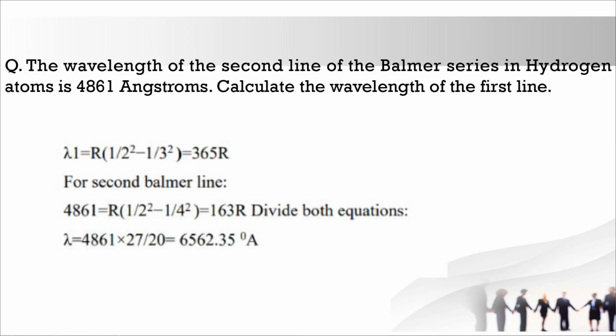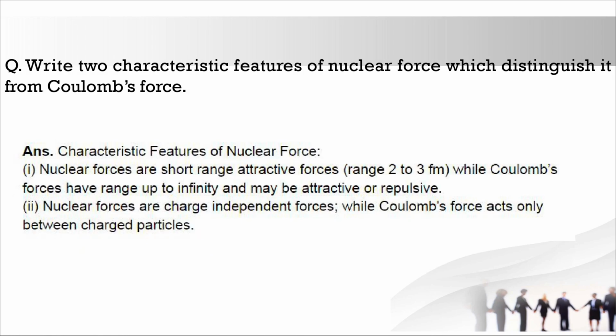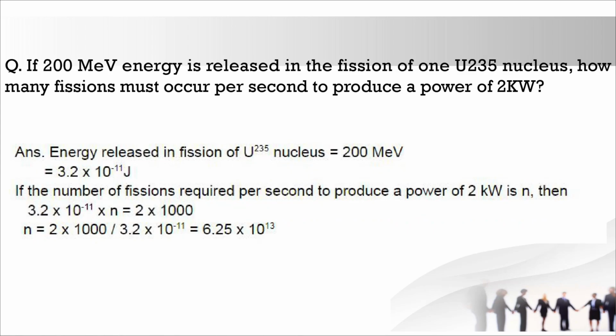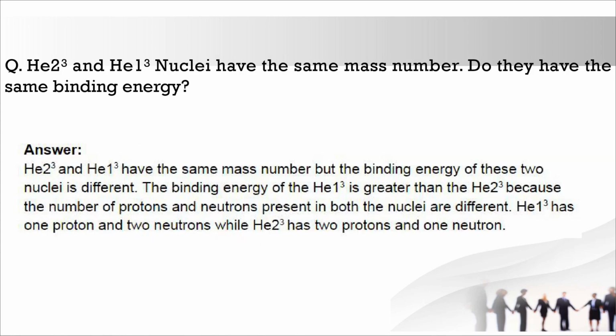The wavelength of the second line of the Balmer series in a hydrogen atom is 4861 Angstrom. Calculate the wavelength of the first line. Write two characteristic features of nuclear force which distinguish it from Coulomb's force. If 200 MeV energy is released in the fission of one uranium-235 nucleus, how many fissions must occur per second to produce a power of 2 kilowatt?